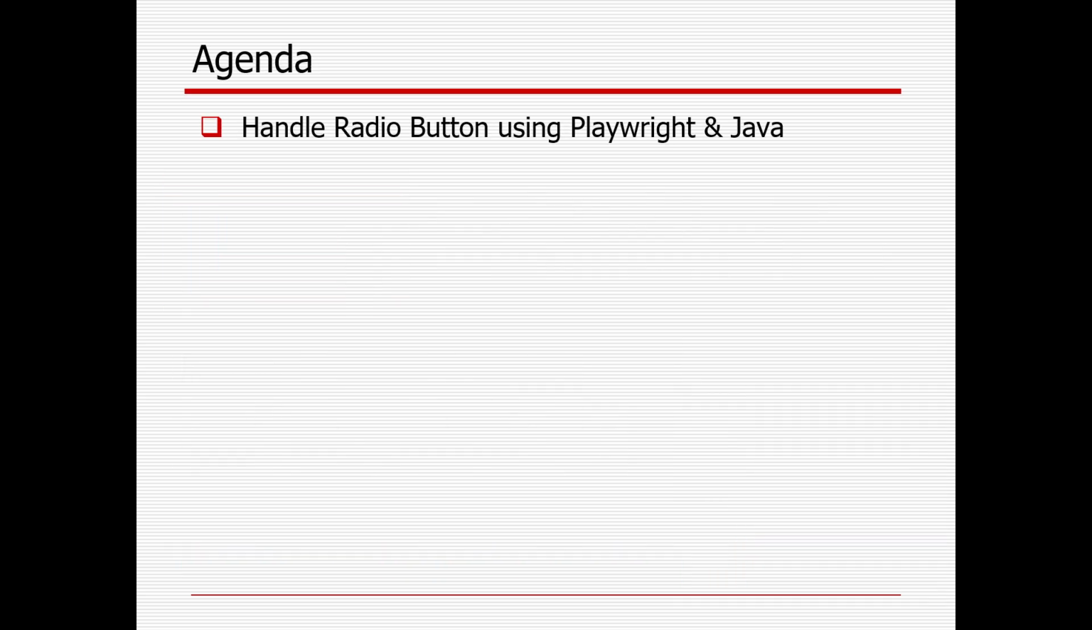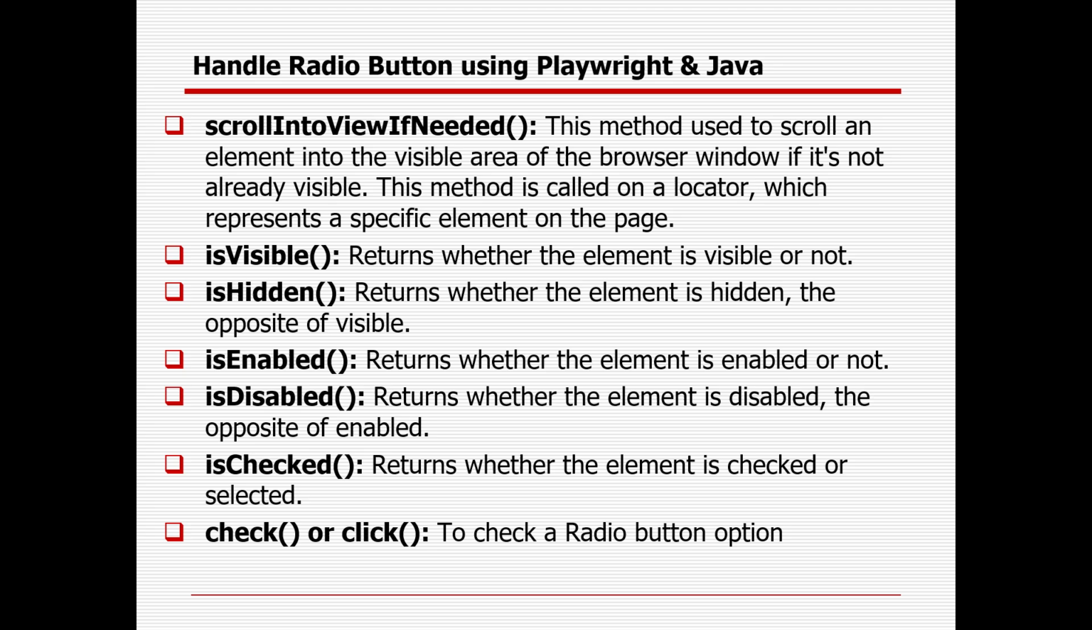In today's session, I'll cover how to handle radio buttons using Playwright and Java. In most web pages, you'll see radio buttons, but whenever you are dealing with a radio button, you can select only one option. And whenever you select another option, the first one will be automatically deselected.